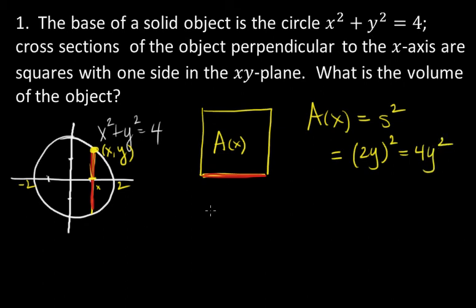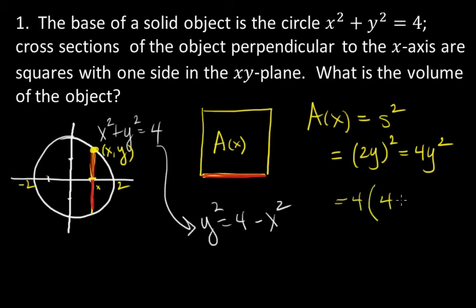But of course, this is a function of x. We want it in terms of x, but we can easily find the equation in terms of x because y squared is equal to 4 minus x squared. So I go back here and I can write 4 times 4 minus x squared. And so my volume then, I'm done.